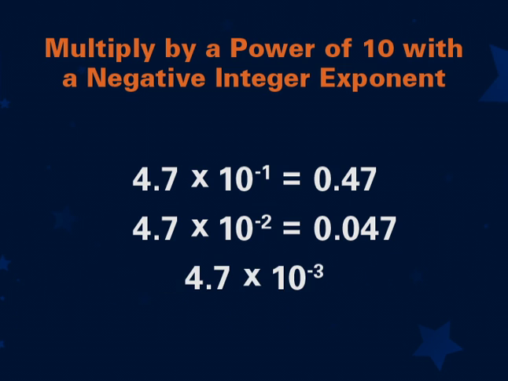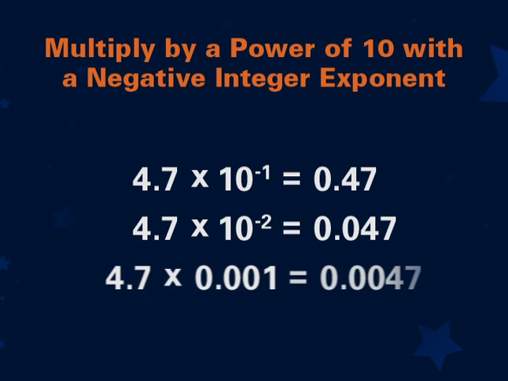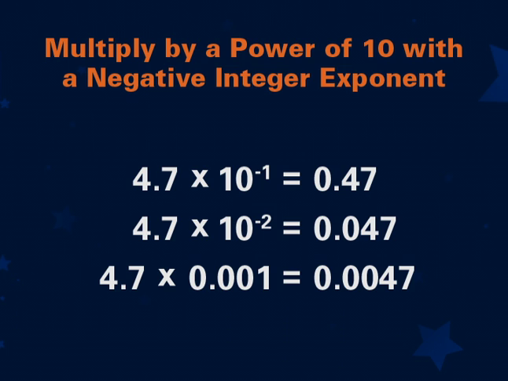What is 4 7/10 times 10 to the negative third power? 4 7/10 times 1,000th equals 47 10,000ths. It is the opposite. The decimal place moves one place to the left for every negative power of 10. Great observation, Eddie. Can anyone state a rule for multiplying by a power of 10 with a negative integer exponent?